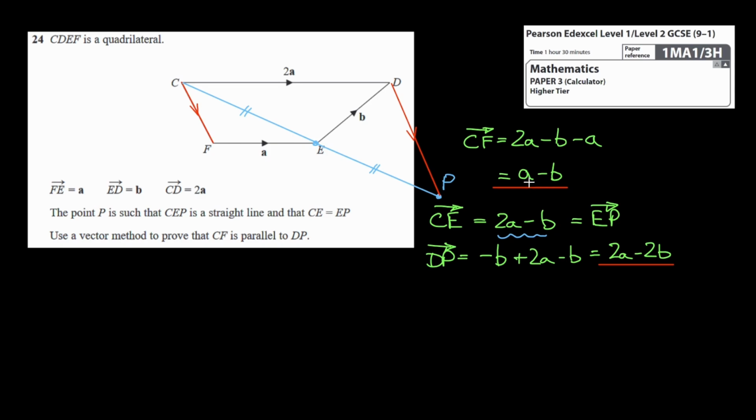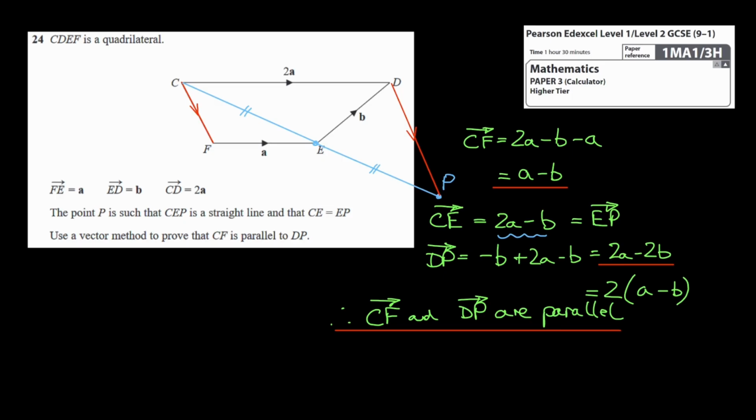Now, are these lines parallel? Well, yes, they are, because I can take a common factor of 2 out of DP, and this is equal to 2 lots of A minus B. So it's just double the length of our vector CF, but it's in the same direction. So therefore I can say CF and DP are parallel. And there's your answer.